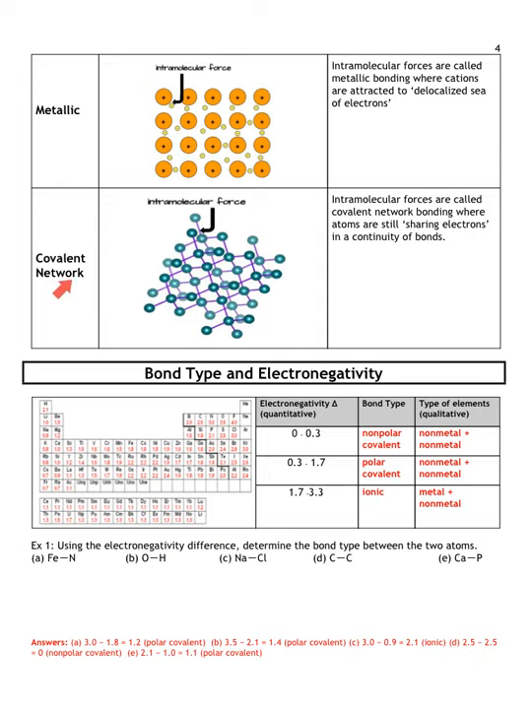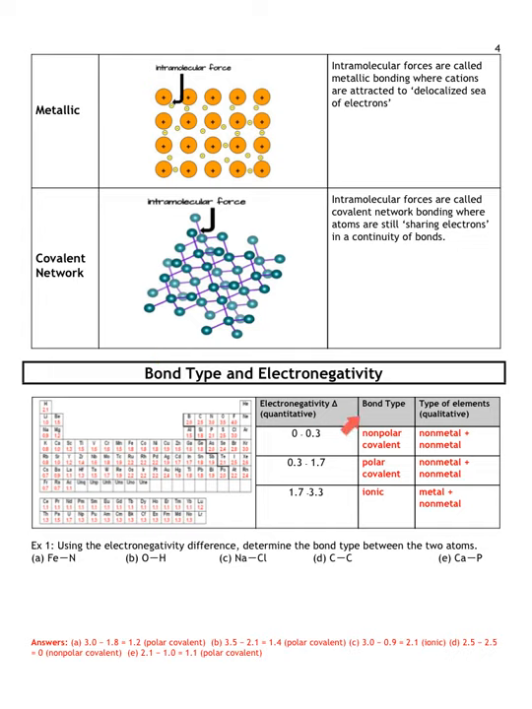Now we get to covalent network. It's a network of atoms. Notice how one bond occurs continuously onto another bond until they get cut off. So this is a continuous network of atoms, and that's why this is an intramolecular bond force that's occurring. The atoms are still sharing, but they're sharing continuously in a network of atoms.